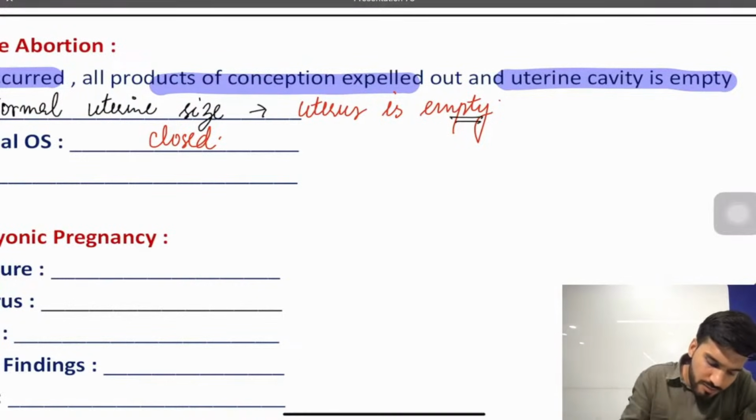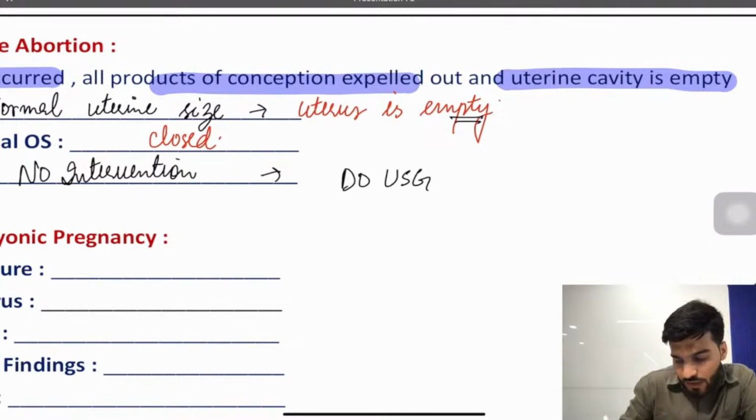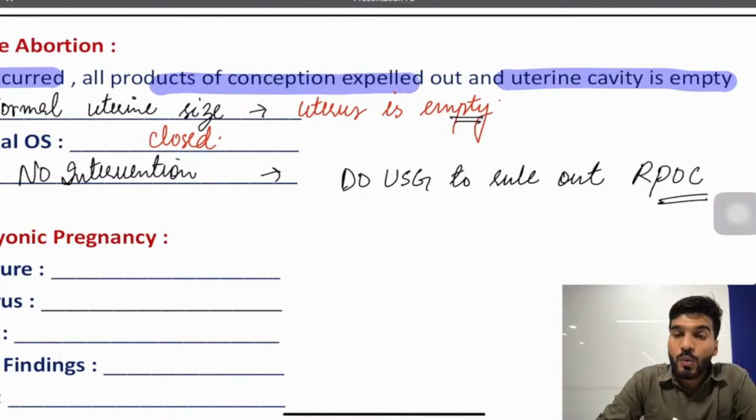So what will be the management? No intervention is needed. You don't have to do anything. Just do USG to rule out retained products of conception. Is that clear to everyone?